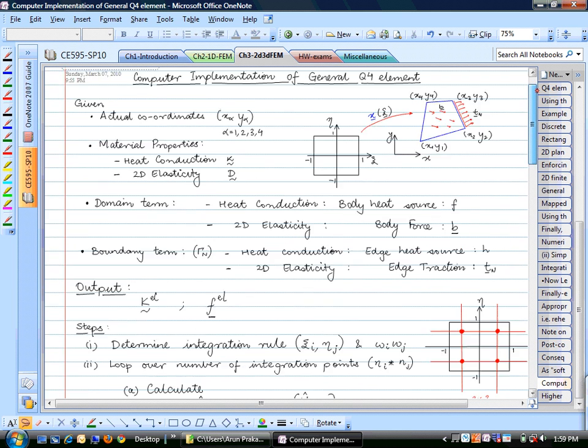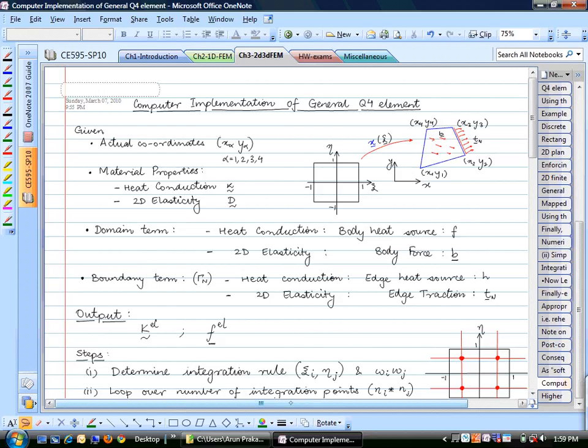All right, so let's take a look at what are all the steps of computer implementation that you will have to code up for a Q4 element.